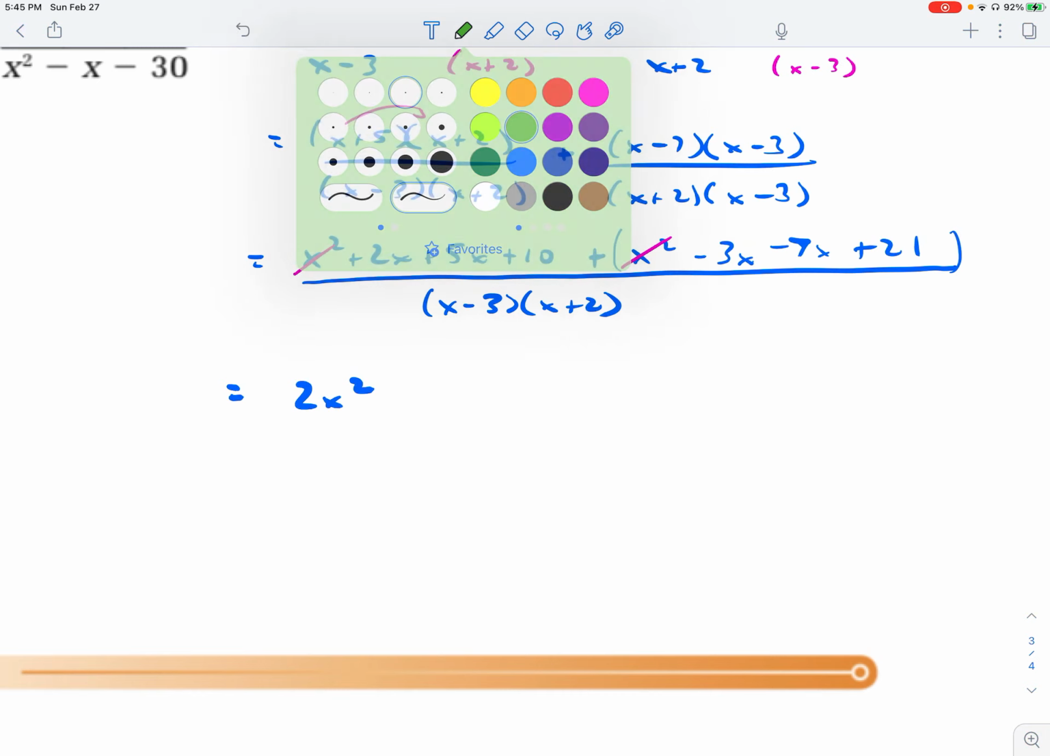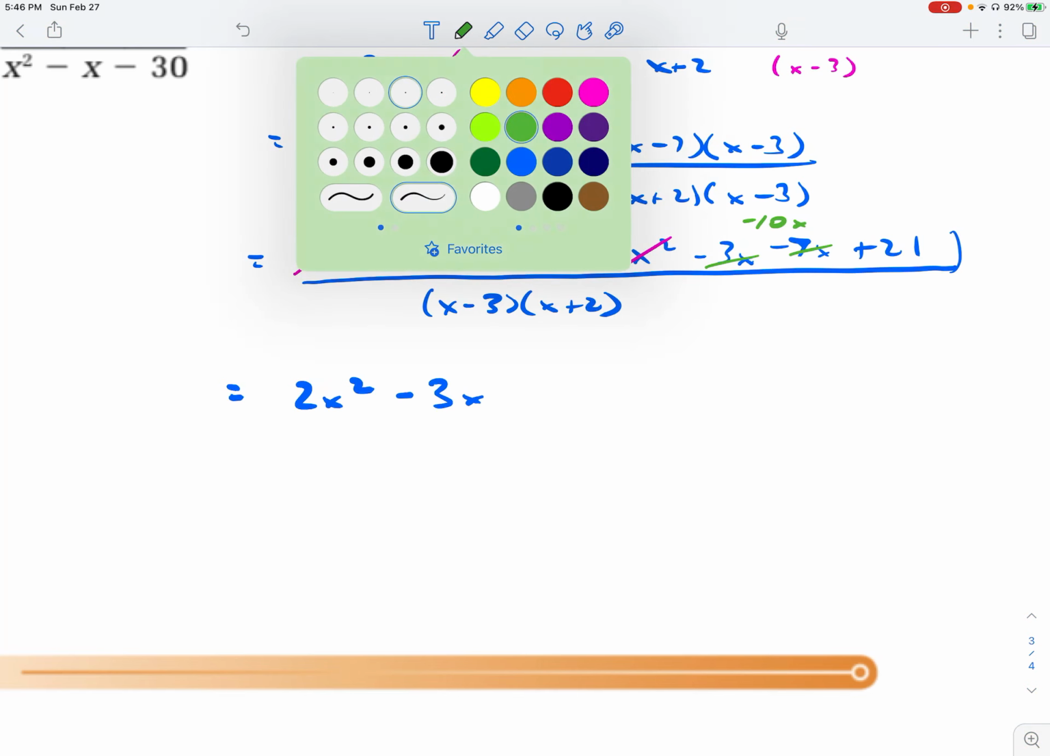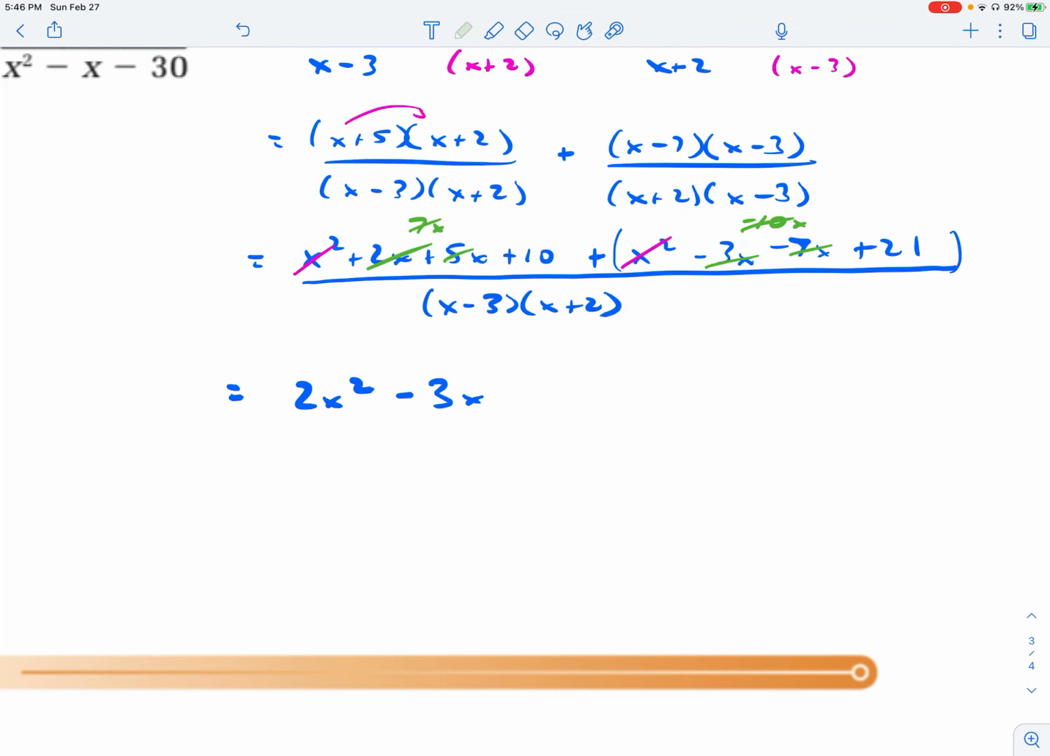And then 2x and 5x, that makes 7x. And negative 3x minus 7x over here, that makes negative 10x. Okay, 7x plus a negative 10x is going to give me minus 3x. So I now have taken care of those that I did. And we have 10 plus 21, that's all that's left. 31. And this is all over x minus 3, x plus 2.